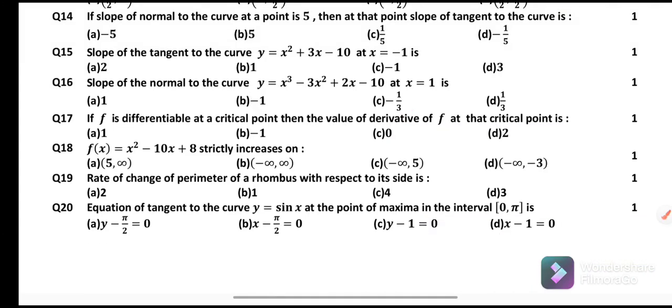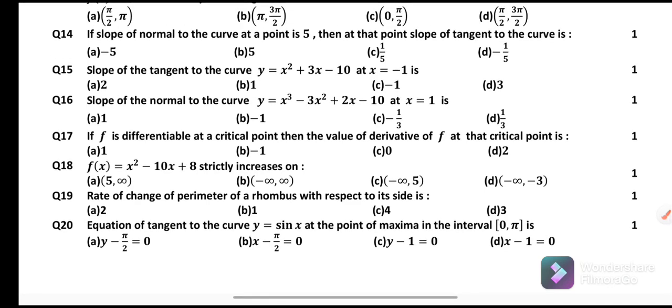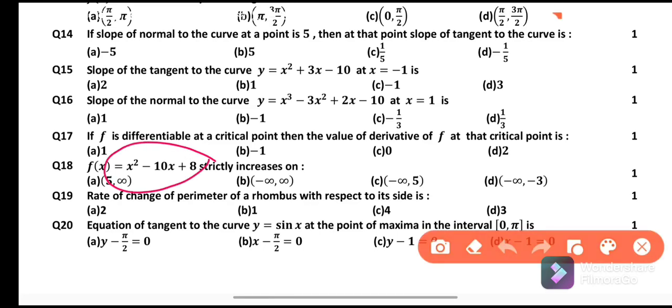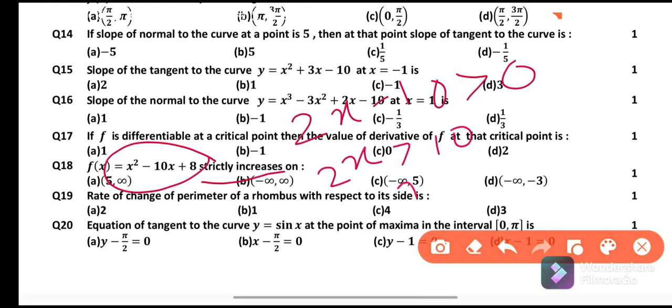Next question. f of x is equal to x square minus 10x plus 8 strictly increases on. First of all, differentiate this function with respect to x. 2x minus 10. Now for strictly increasing, derivative is greater than 0. That is 2x is greater than 10. That is x is greater than 5. So x belongs to 5 to infinity. That is A option is right.